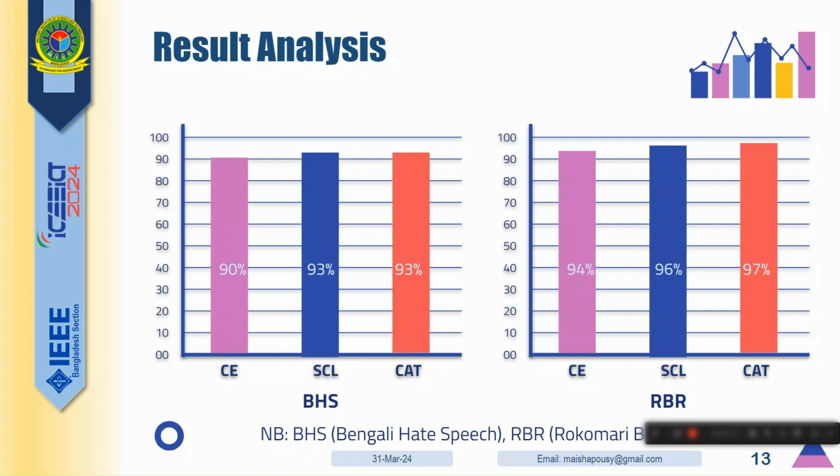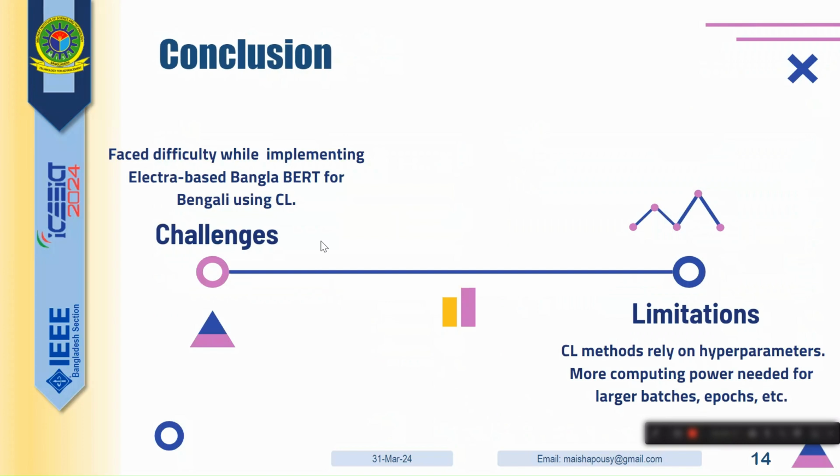As we claimed, both our models outperformed CE, yes, for both datasets. For BHS, both SCL and CAT outperformed CE by 3%, and for RBR, SCL outperformed CE by 2% and CAT outperformed CE by 3%. Here we can see that CAT also outperformed SCL by 1%, as it works with adversarial examples. And as we discussed earlier, our BanglaBERT pre-trained model, BUET NLP, works better for both cases. So yes, we have reached the end.